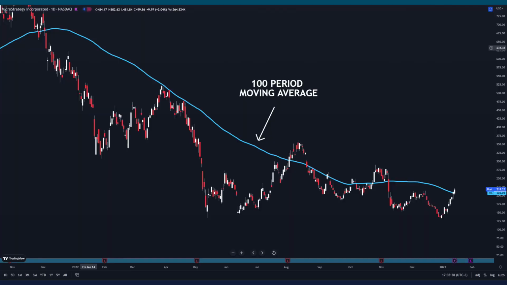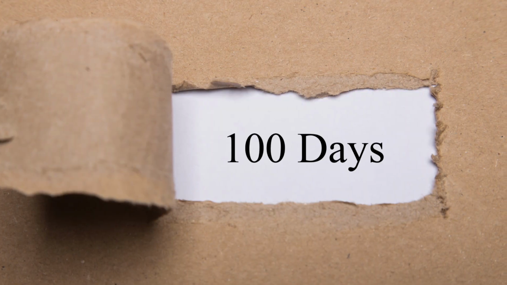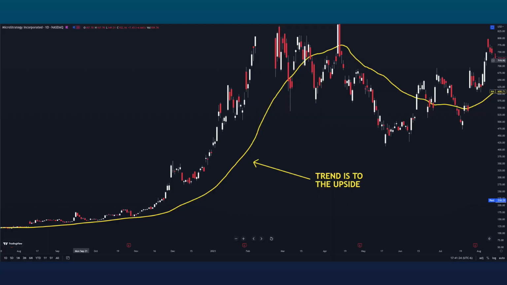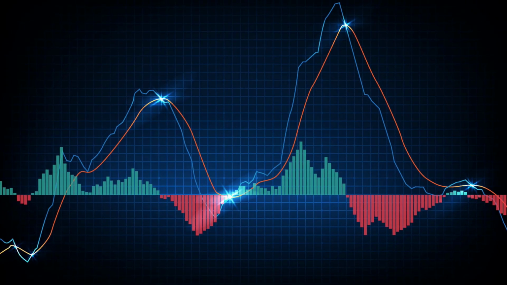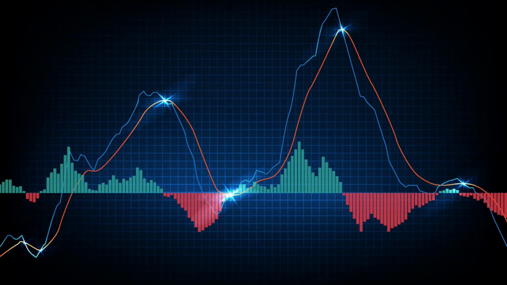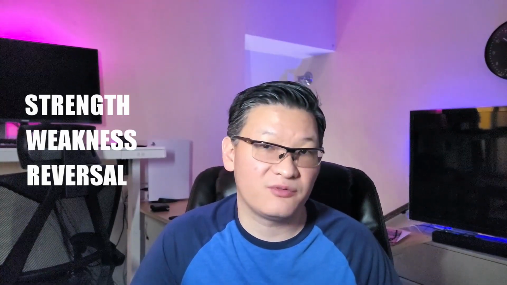So for example, if I'm using a 100-day moving average in my chart analysis, like the one you see on the chart, this means that the indicator is showing me the average closing price of the security over the last 100 days. By using a single moving average, we can identify trends. However, by combining two or more moving averages that are constructed using different time periods, we can get even more information about an asset's strength, weakness, and possibility of a reversal.